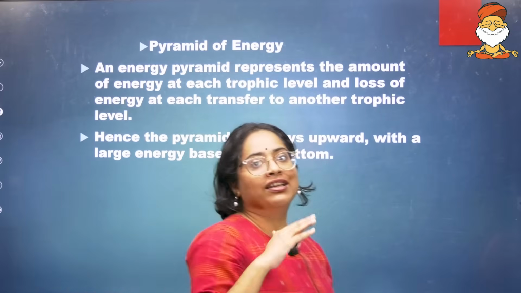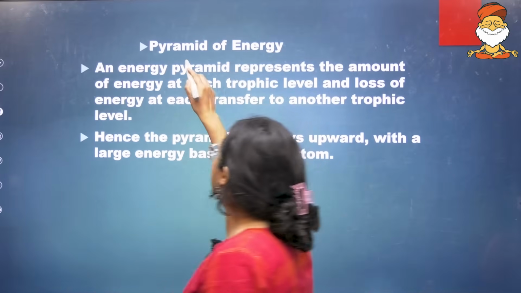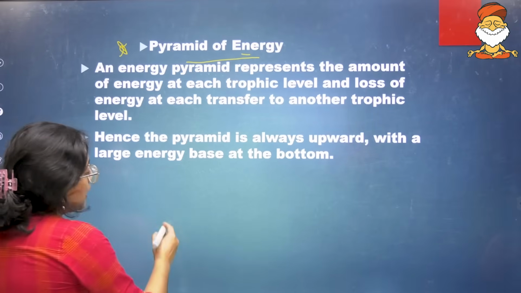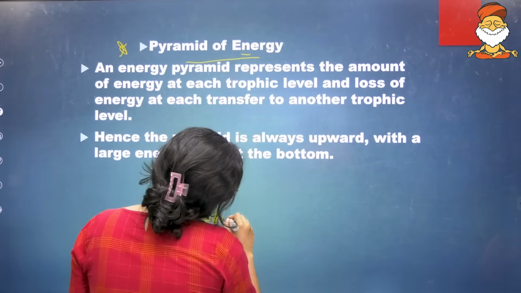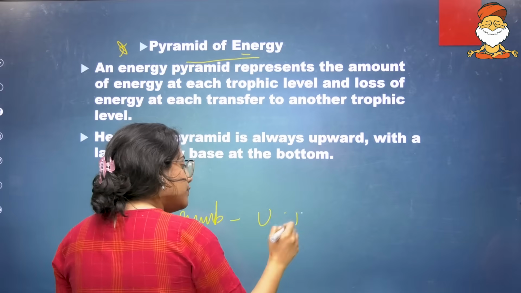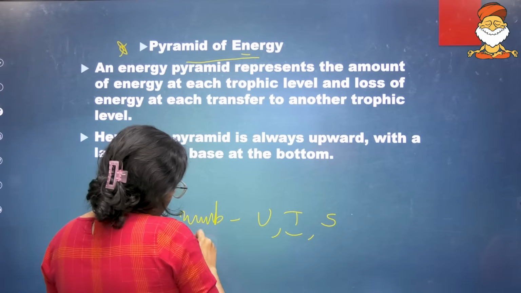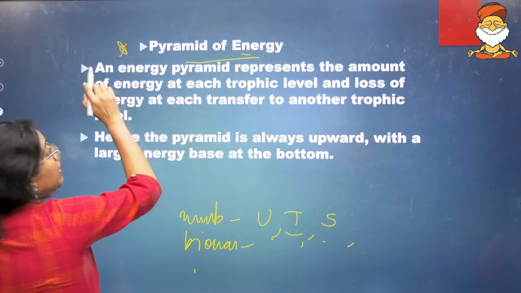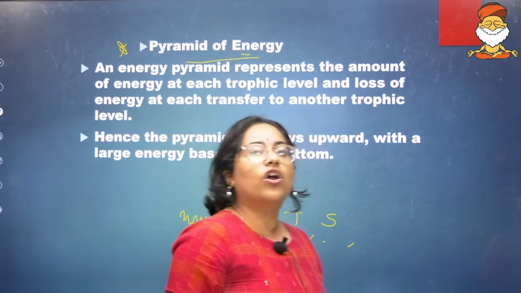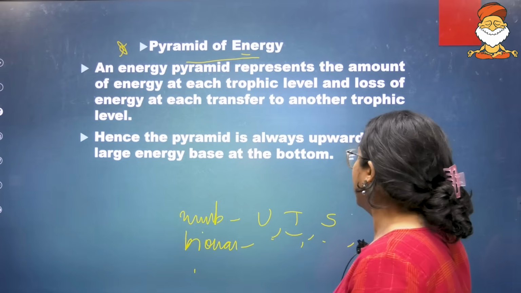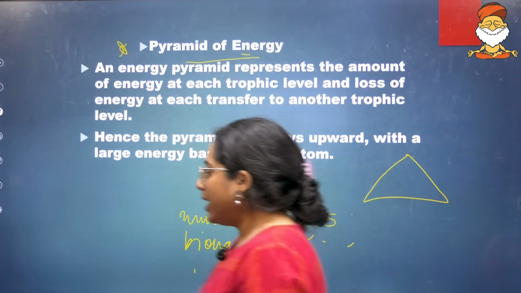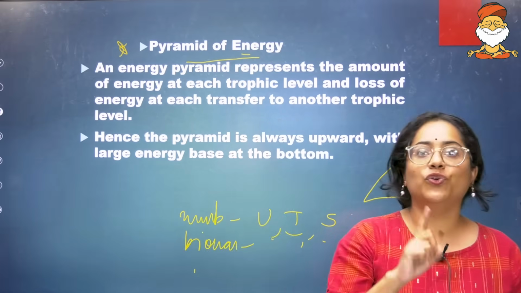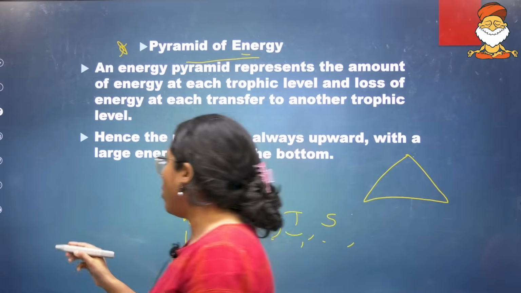Moving forward, the last pyramid that you have is your pyramid of energy. And in your pyramid of energy, as I told you, the pyramid of numbers can be upright, inverted, spindle, etc. Even pyramid of biomass can be any of these, but the pyramid of energy will always be upright. Why? Because I just told you earlier, you have a unidirectional flow of energy.